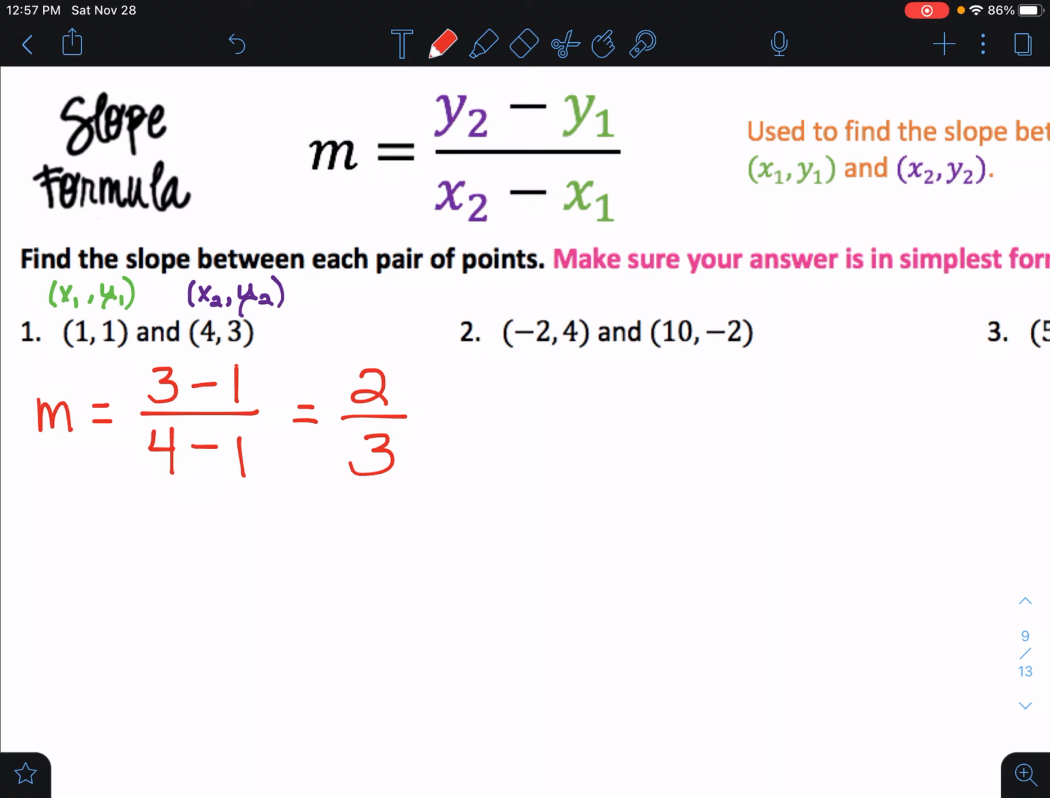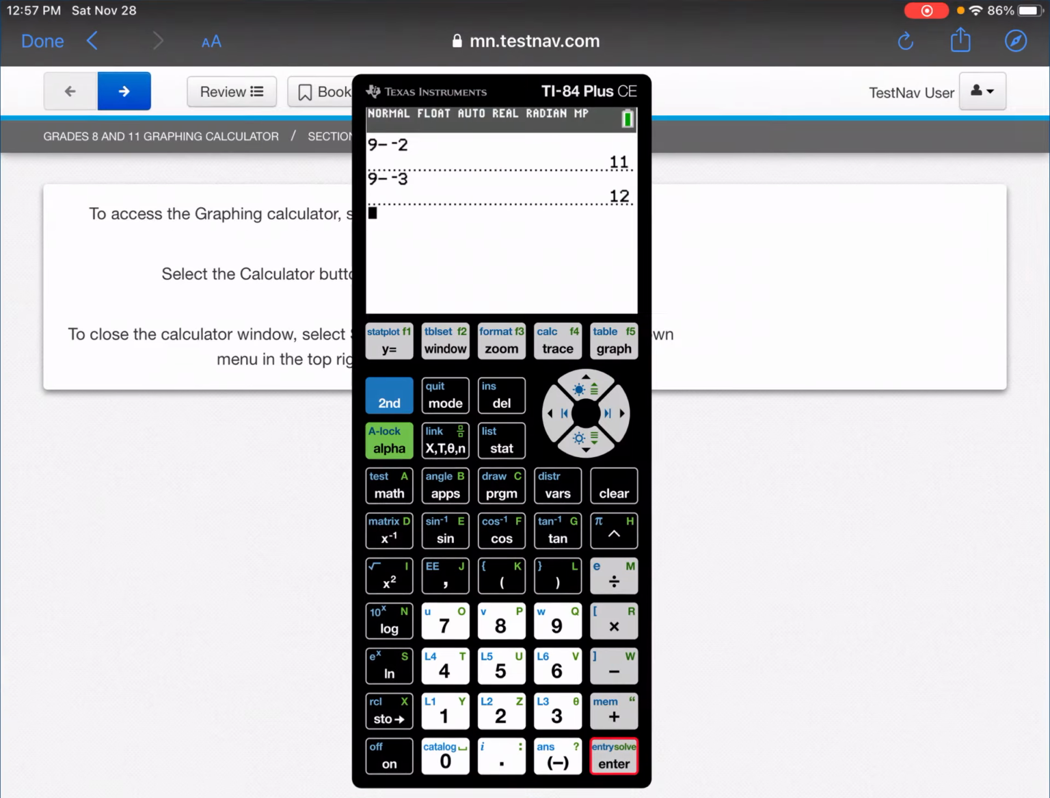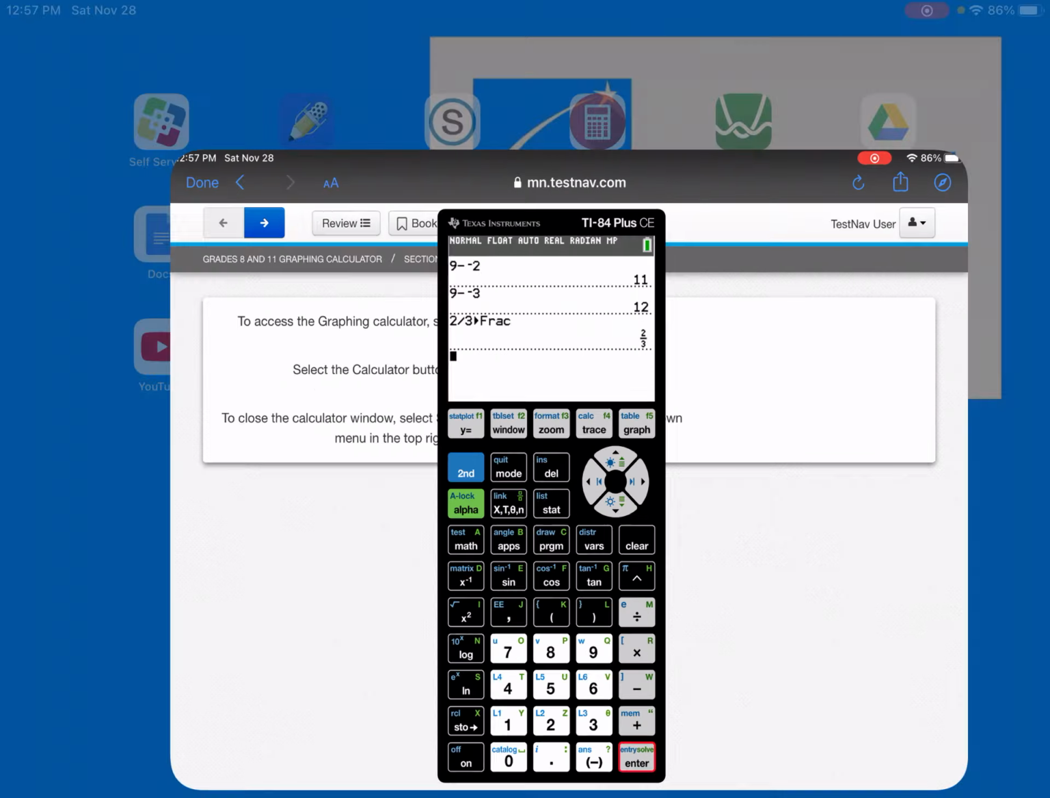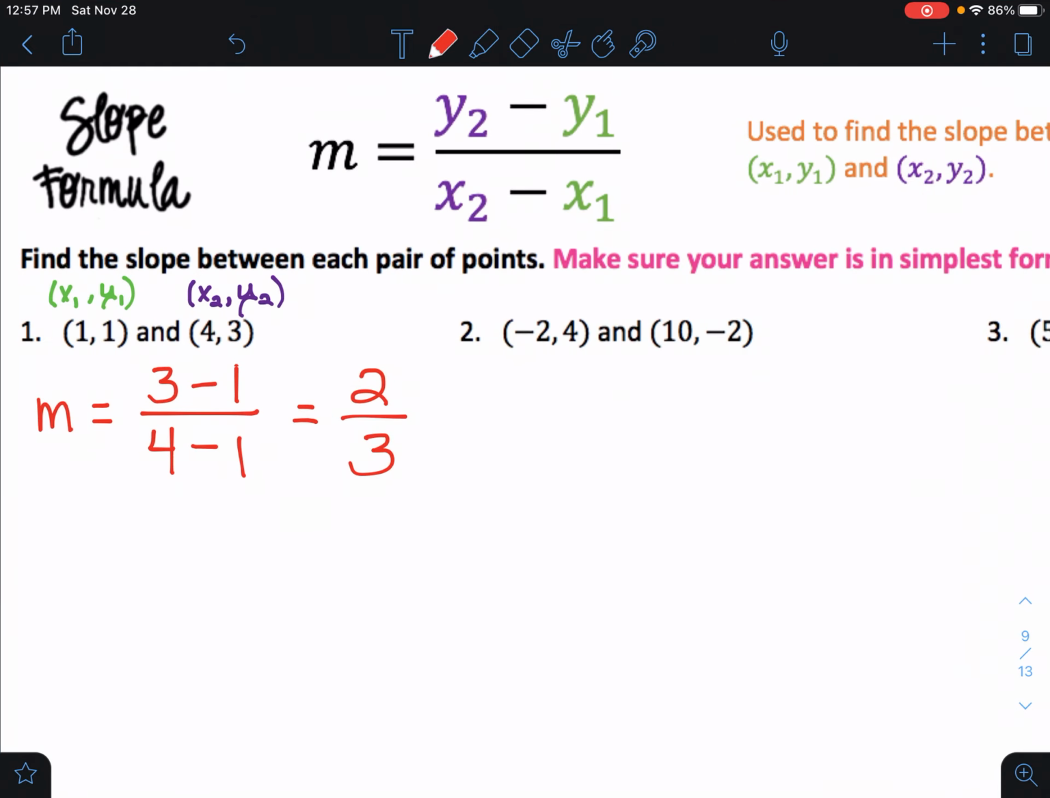Okay, now we're going to type this into our calculator to make sure and see if it's reduced. So we're going to go 2 divided by 3, math. Okay, press enter a couple times, we get 2/3. Okay, so m equals 2/3, that's reduced, and this is my answer. Okay, there we go, we just did the first one.